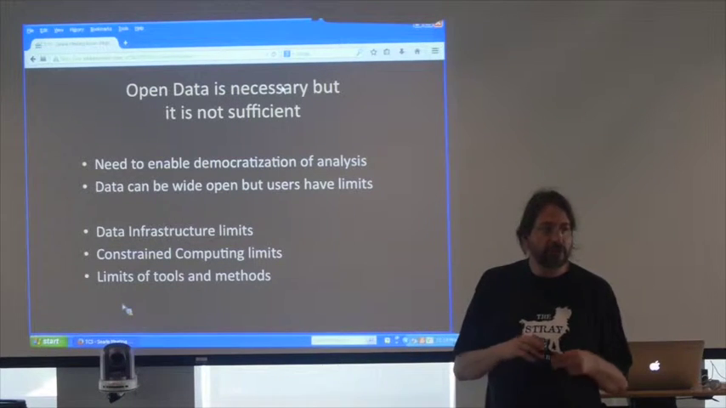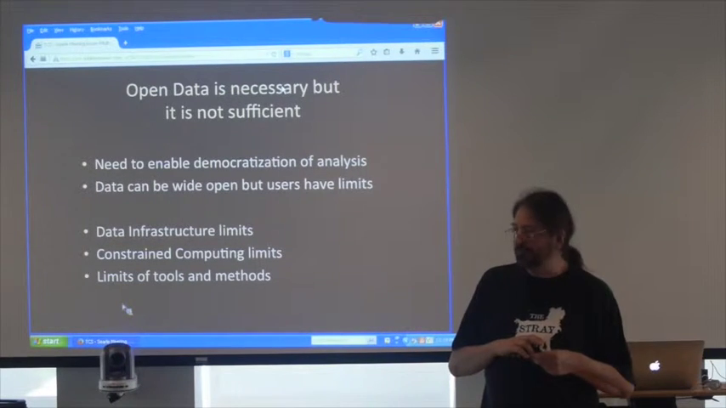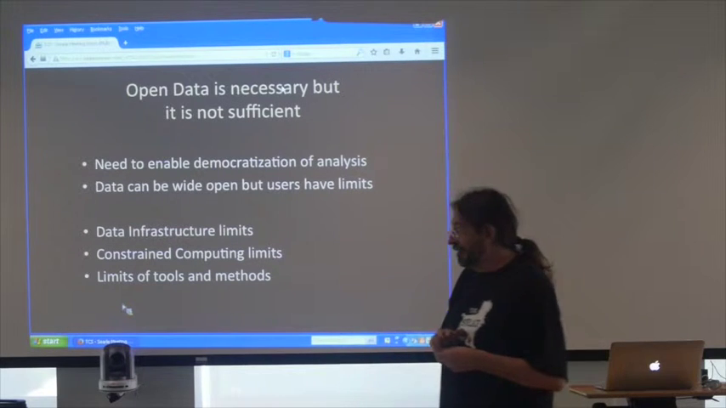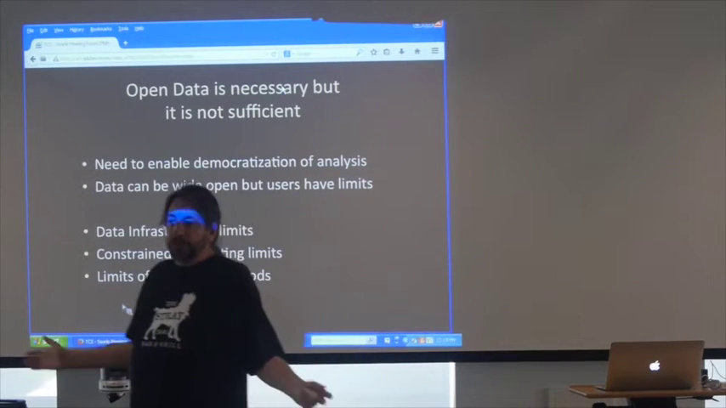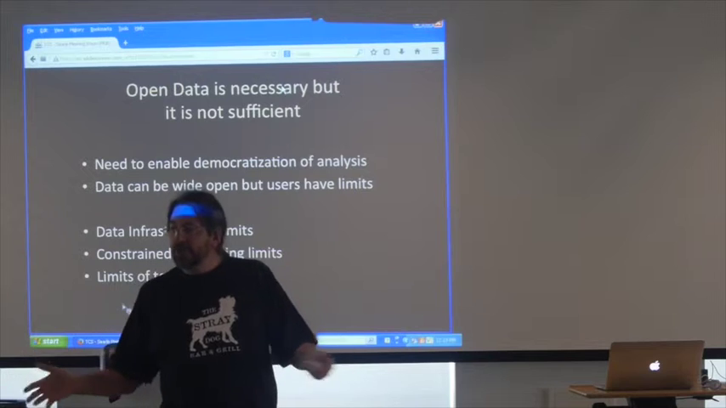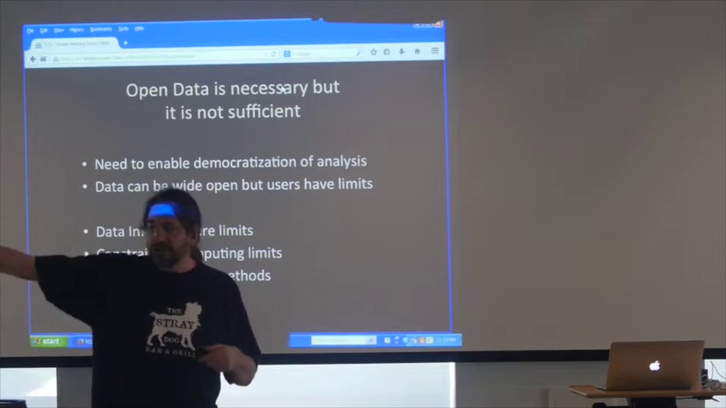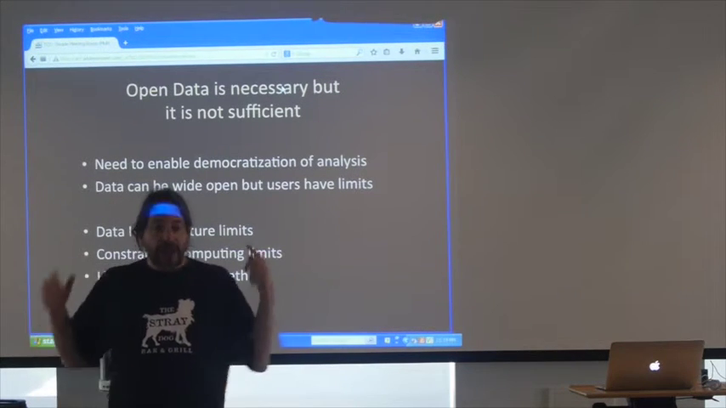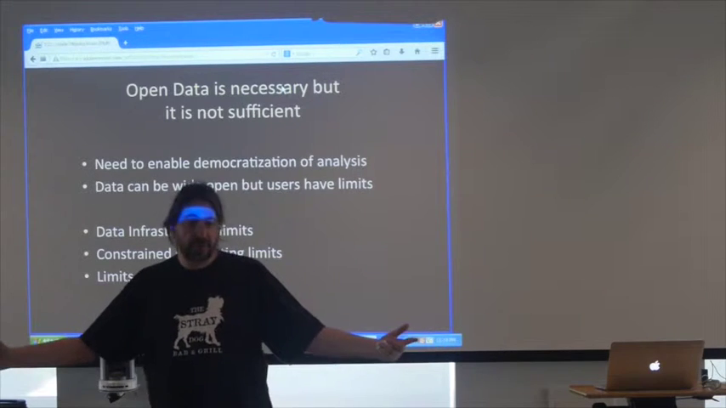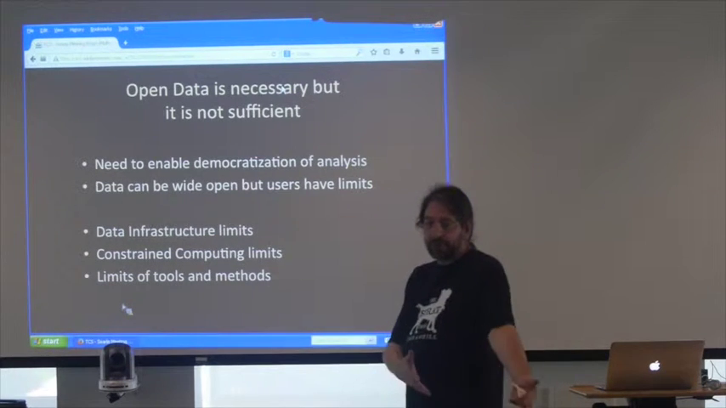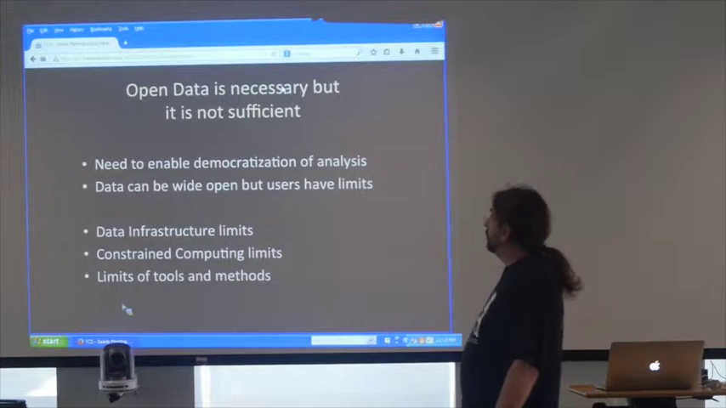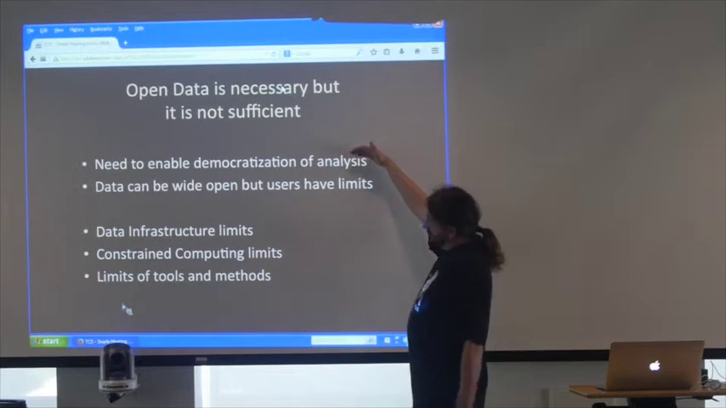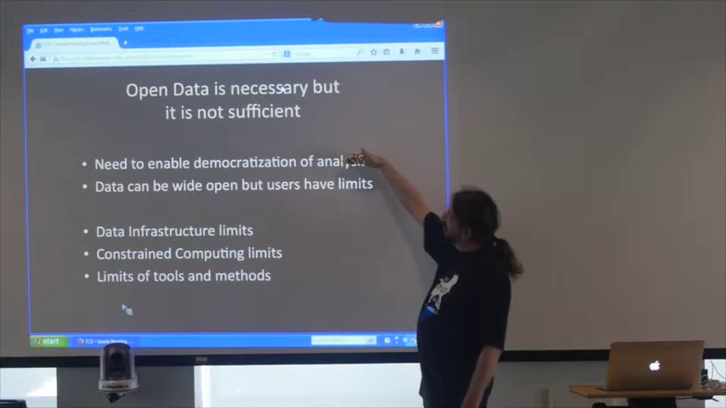How many of you have a 10,000 node cluster to analyze that petabyte of data in your room? Okay. So the fact that all the data is open and in principle touchable, that is, you can go out to some URL or URI and grab a piece of data, is absolutely no use to you, right? If I tell you there's this petabyte of data you've got to analyze, you're stuck. So we've got to somehow figure out how to democratize this analysis, right?